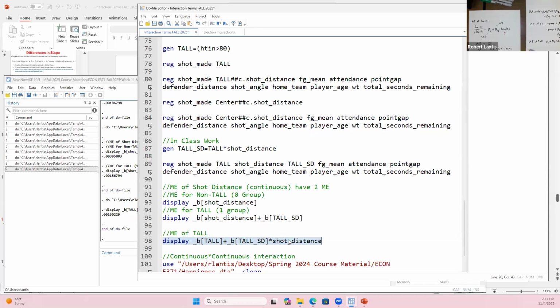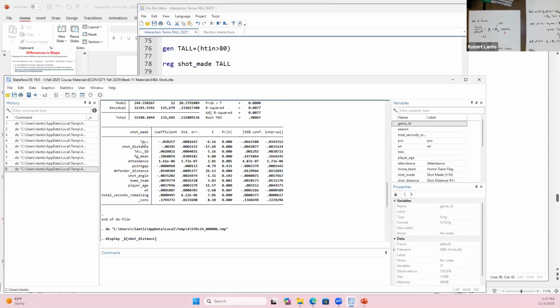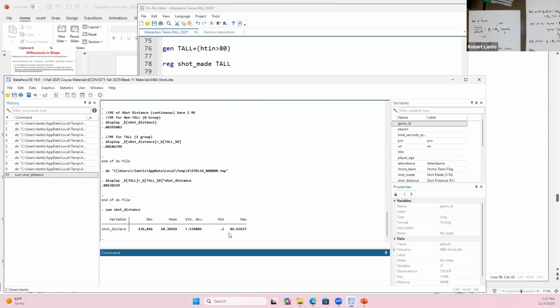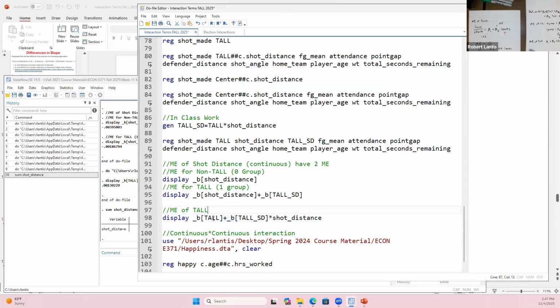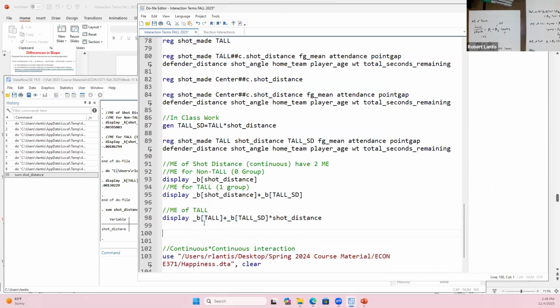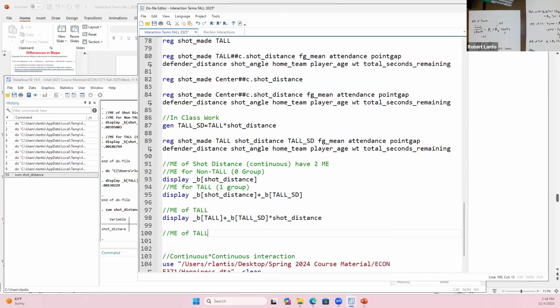So I would have to, in the problem set or on a quiz, ask you, even if I gave you the regression output, what's the marginal effect for a tall player taking a shot from, I don't know, 20 feet from the basket, right? And in fact, I think this might be measured weird, so we'll just look at it. It ranges from 1 to 86. So I think this must be feet. 86 must be about the length of a basketball court. So I would actually have to ask you for the marginal effect of being tall on whether or not the shot is made from 20 feet away.